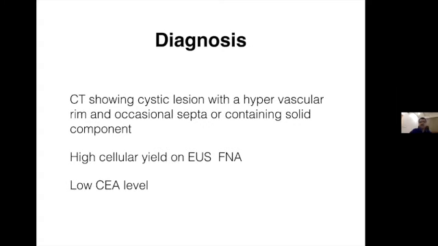So CT will show a cystic lesion with hypervascular rim and occasional septa, and which may contain solid component. And there will be high cellular yield compared to other cystic lesions. The cystic neuroendocrine tumor will give you high cellular yield, and there will be very low CEA level. So the differentiation from mucinous cystic neoplasm is easier.